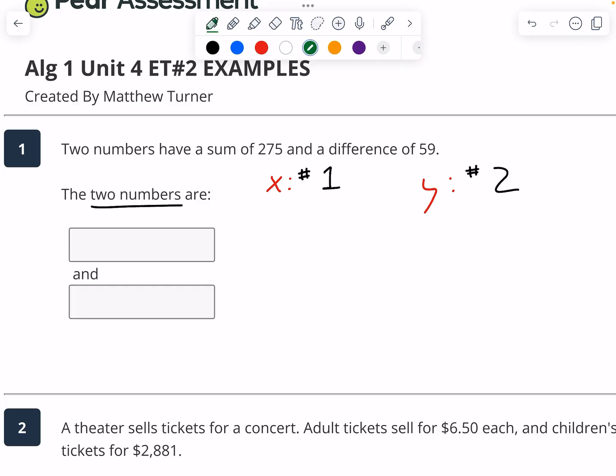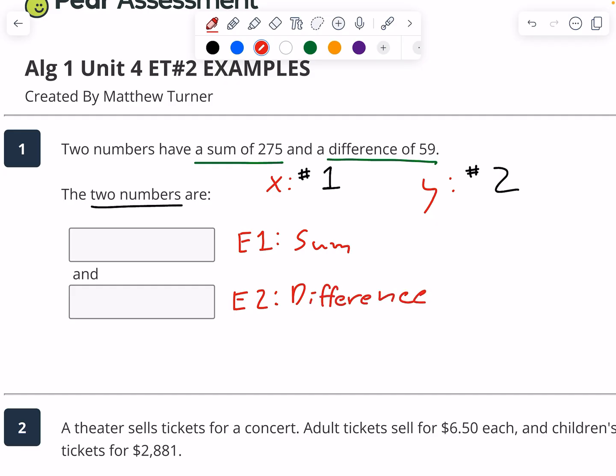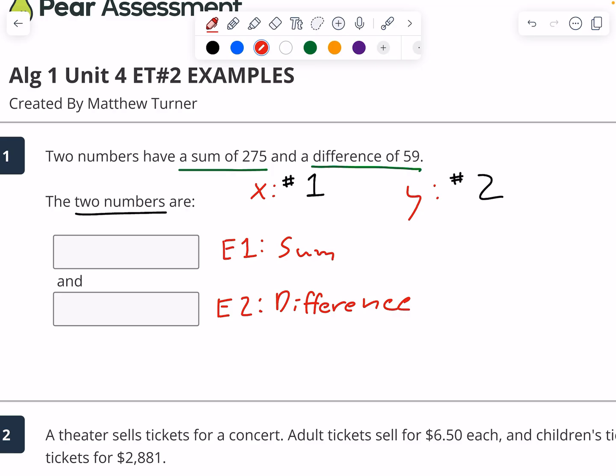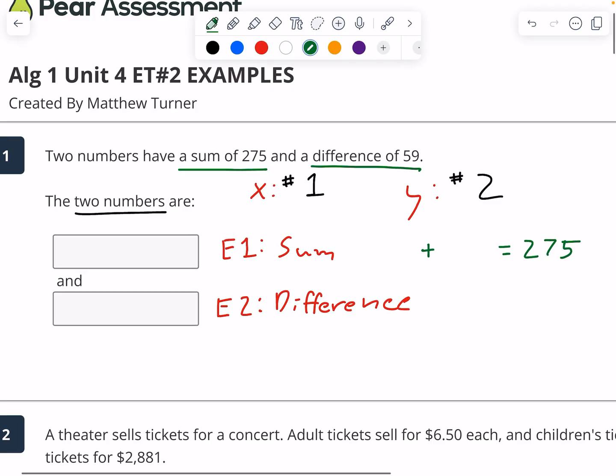We have two pieces of information. We know that the sum is 275 and the difference is 59. When we go to make our two equations, we will say one of them is the sum and one of them is the difference. As we keep on trucking along, when we say sum, that should clue us into some sort of addition. And we know that it is going to equal 275. And when we see difference, that should clue us into subtraction. And it says it will equal 59.